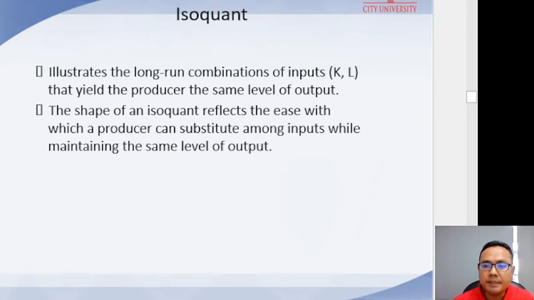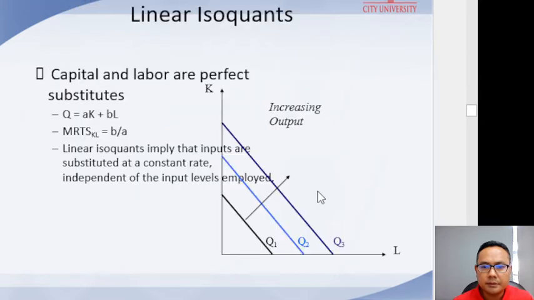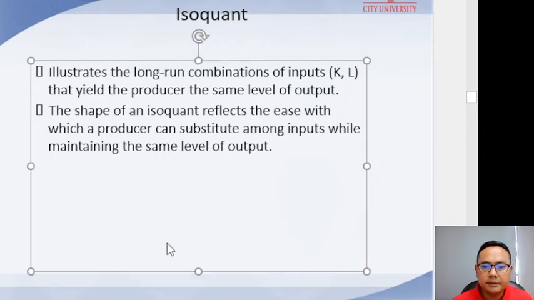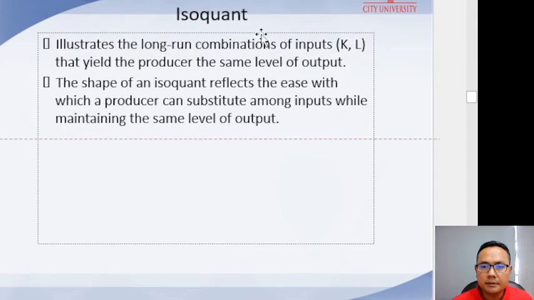An isoquant defines the combination of inputs K and L that yield the producer the same level of output. That is, any combination of capital and labor along an isoquant produces the same level of output. You can see the shape of the isoquant, for example, here. We can see this figure for us to get more understanding about this.